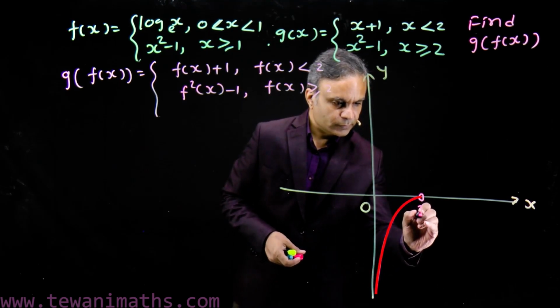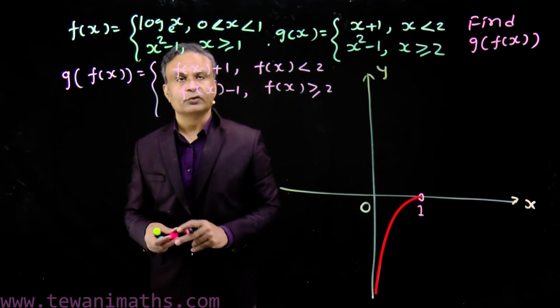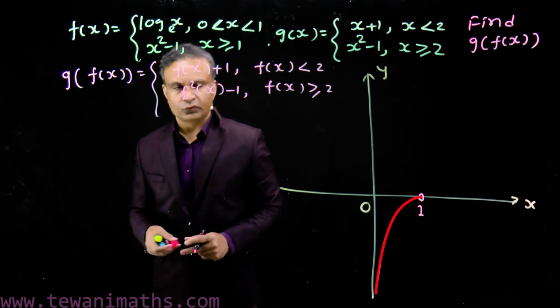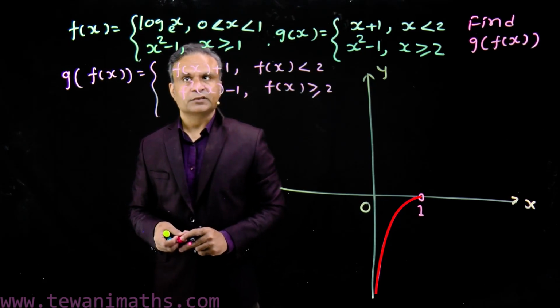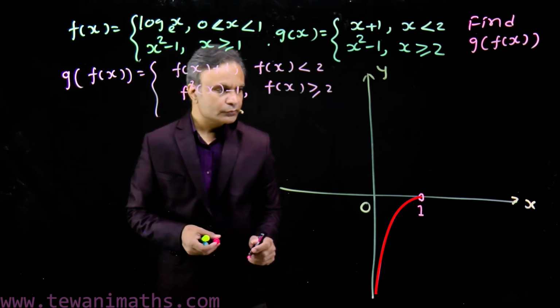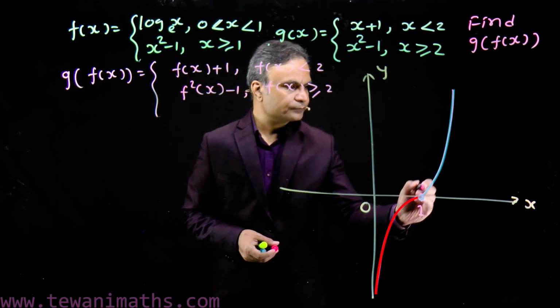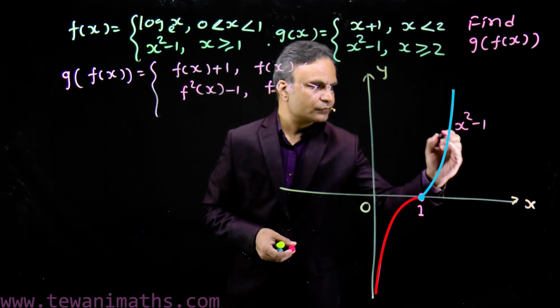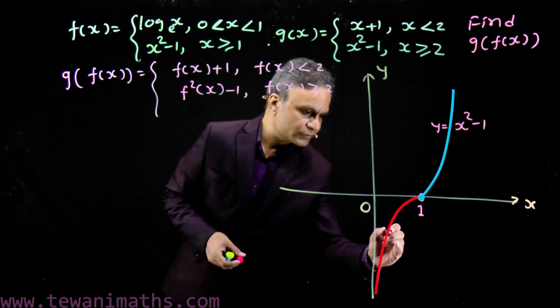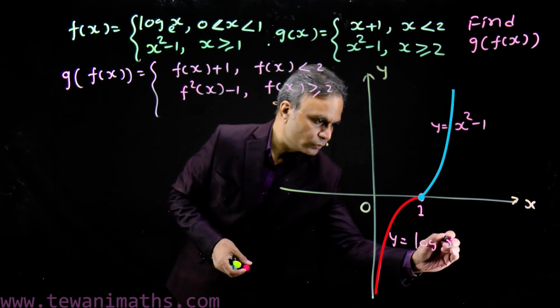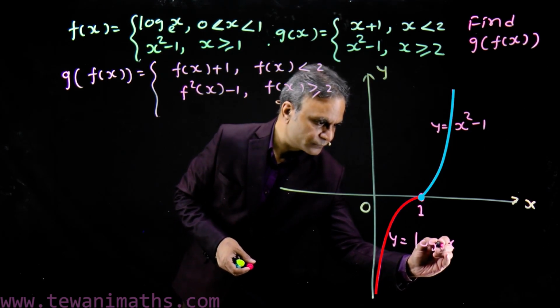Okay, and for x greater than or equal to 1 we have quadratic x square minus 1. At x is equal to 1 value is 0. So we have this graph. This is x square minus 1, y is equal to x square minus 1, and this is y is equal to log x to the base e.